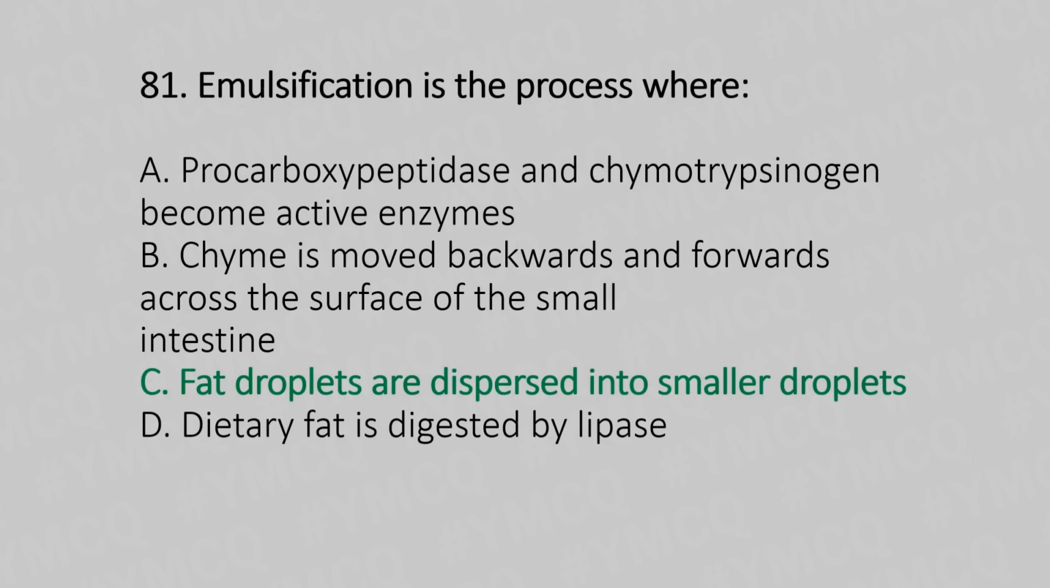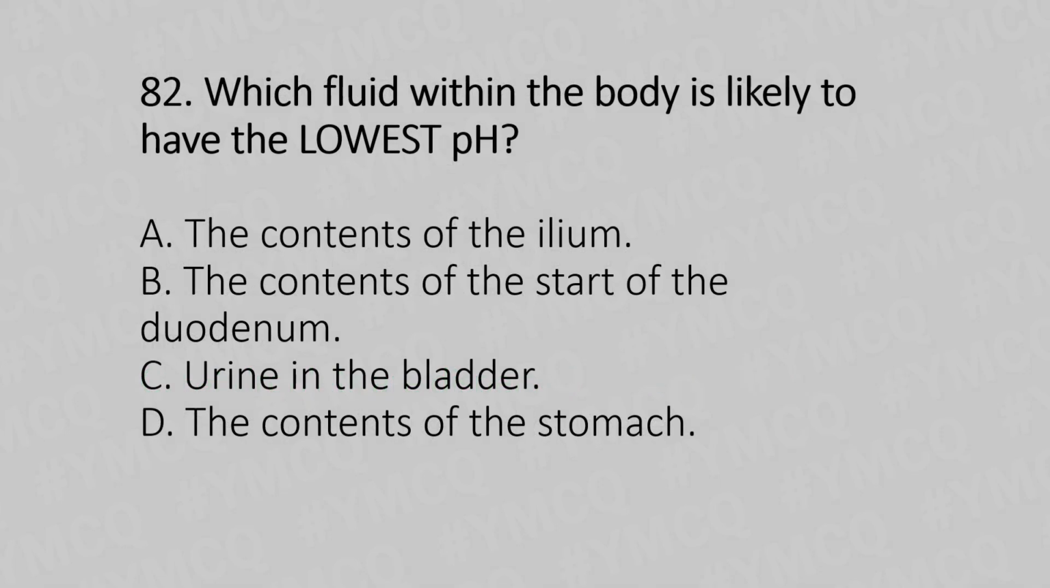Now let's move to question number 82. Which fluid within the body is likely to have lowest pH? Option A. The contents of the ileum. Option B. The contents of the start of the duodenum. Option C. Urine in the bladder. Option D. The contents of the stomach. And the answer is Option D. The contents of the stomach.